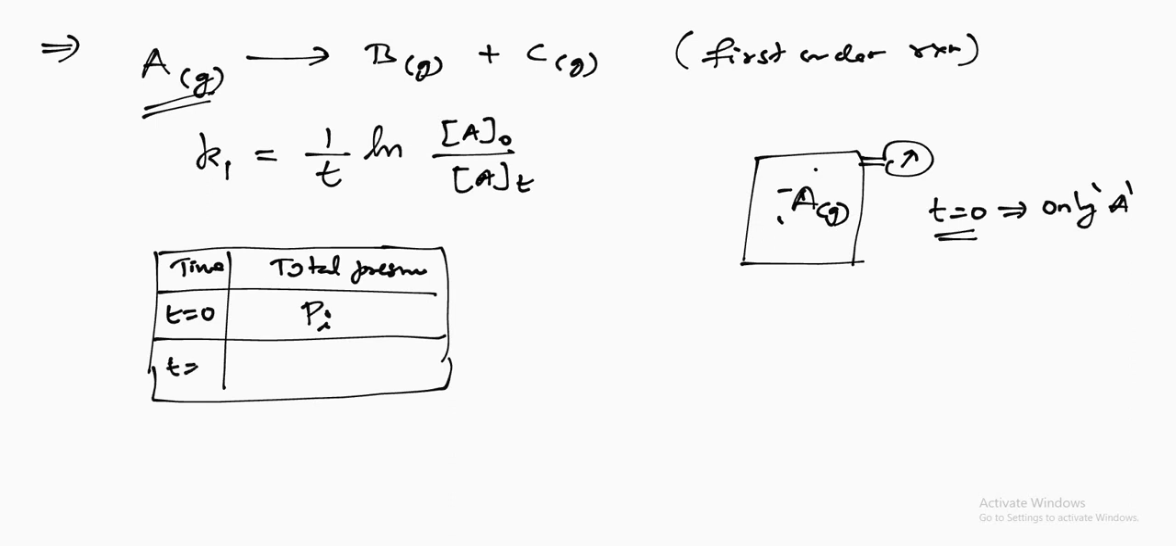Now, suppose we start the reaction. If we start the reaction, what will happen? A molecule starts to react and forms B and C. So the concentration of A decreases.